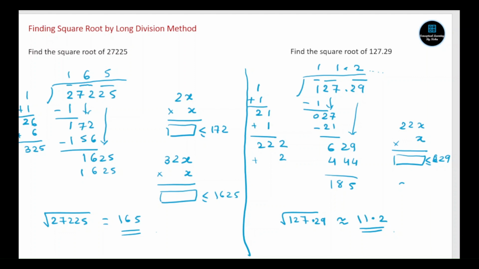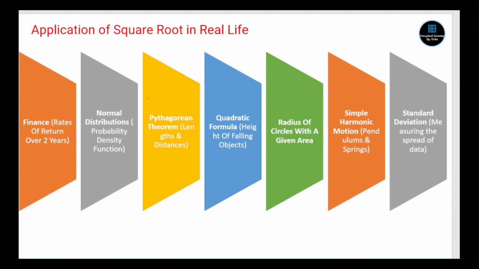This method is really helpful in different applications: finance, data handling, normal distribution, Pythagoras theorem, when you want to find the distance between 2 points, the distance formula, where square root is important. Then the quadratic formula, again square root is important. If you want to find the radius of a circle when the area is given, or the side length of a square when the area is given. Simple harmonic motion, standard deviation, and so many applications in real life where you can use the methods which we have learned today.